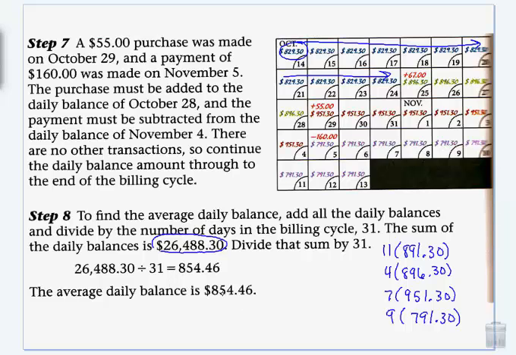Okay, so then we multiply these, add it all up, you get 26,488.30. We divide that by 31. Here's her average daily balance. Before, I told you the number of days at each balance. This is how you would figure out from your own credit card statement the number of days at each balance if you wanted to double check their work and make sure they were correct.